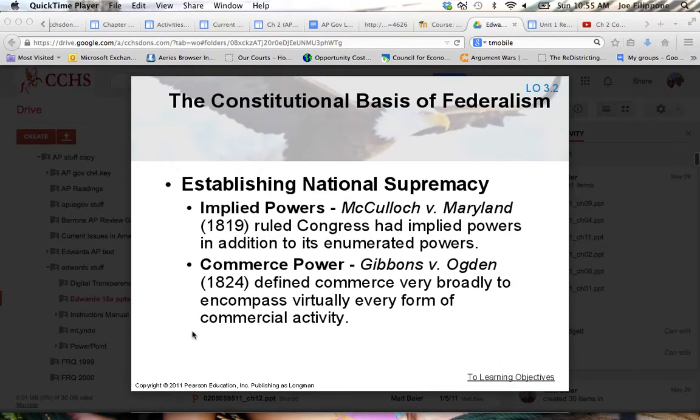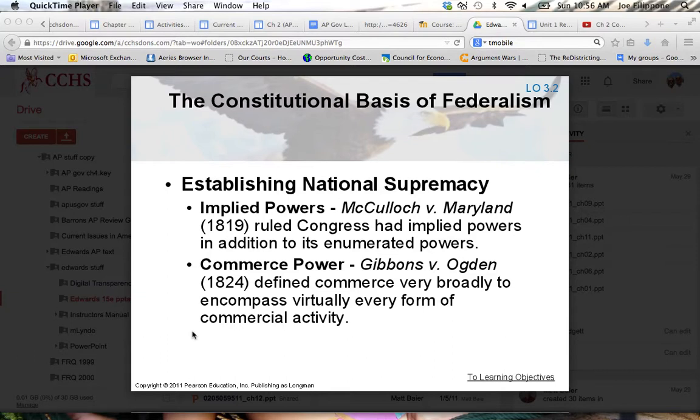Okay, so back to establishing national supremacy. The United States government has delegated powers, which we call expressed or enumerated powers, in the Constitution. Power to levy taxes, power to start a navy, stuff like that. But in Supreme Court cases, they've given more power to the national government.